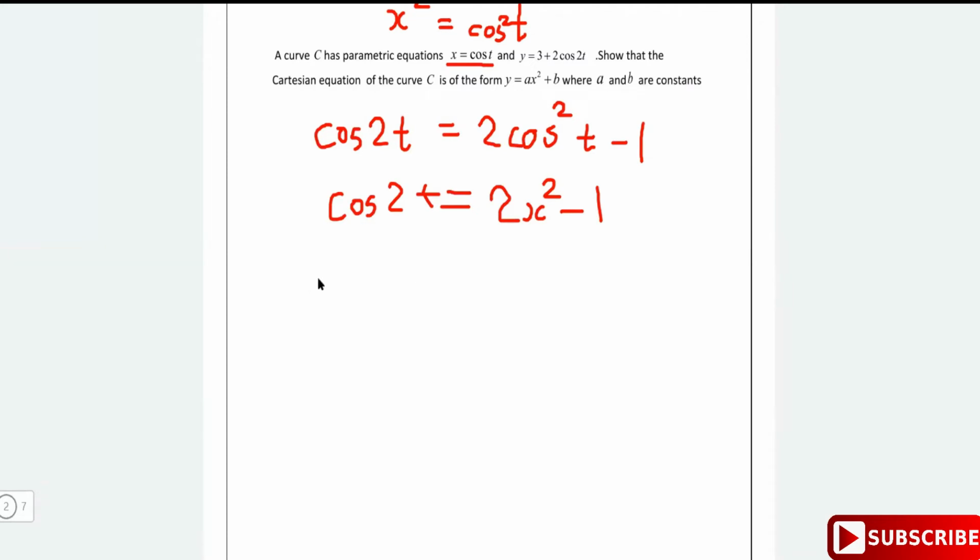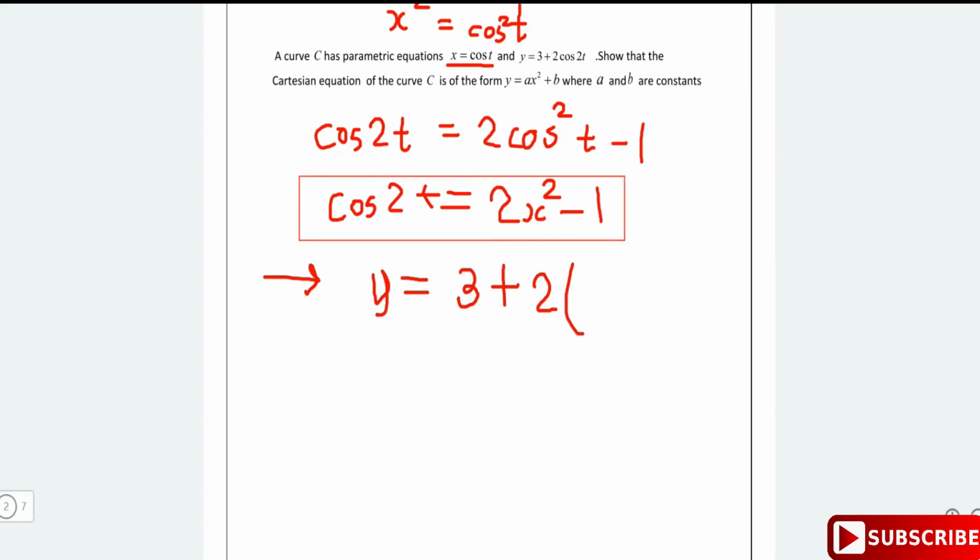So that implies that y is now going to be equal to 3 plus 2 cos 2t, which is 2 times cos 2t. Cos 2t is now given by this formula, 2x squared minus 1. So in this bracket, it's now going to be 2x squared minus 1.